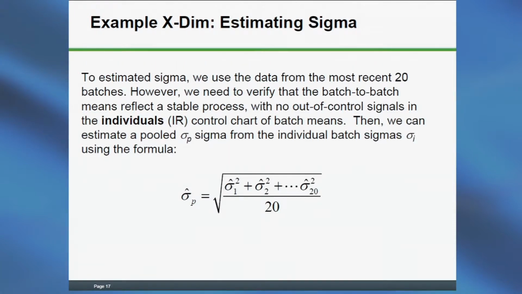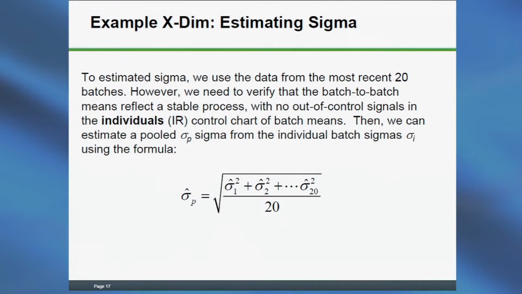So to estimate sigma, use the data from the most recent 20 batches. However, if we're going to take data from the most recent 20 batches, we have to verify that the process is stable. That is, to verify that the batch-to-batch means reflect a stable process with no out-of-control signals in the individuals chart. Now, why do we use an individuals control chart in this situation? I mentioned batch-to-batch variation. Well, the variance within a batch is much more consistent than the variance from batch to batch.